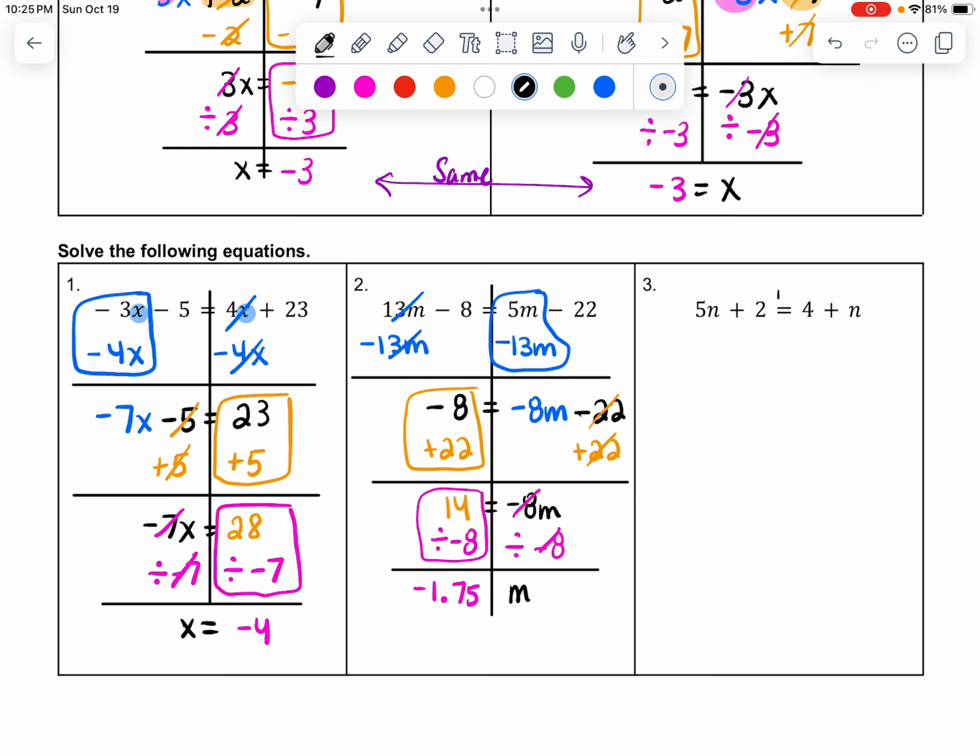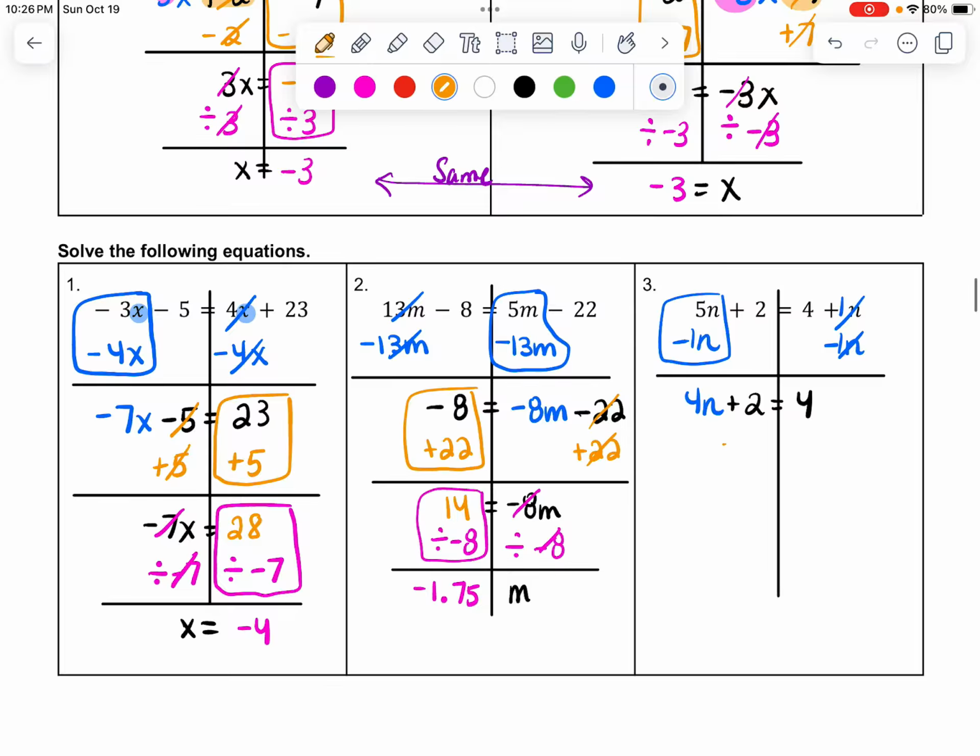Last but not least, we're going to draw a vertical line through our equal sign. Again, we're going to get our n's together. I'm just going to subtract n on both sides. As a quick reminder, that does have an invisible 1. So 5n minus 1n would be 4n. And then I'm going to drop down my plus 2. And on the right-hand side, the n's are going to cancel, and I'm going to drop down my 4.